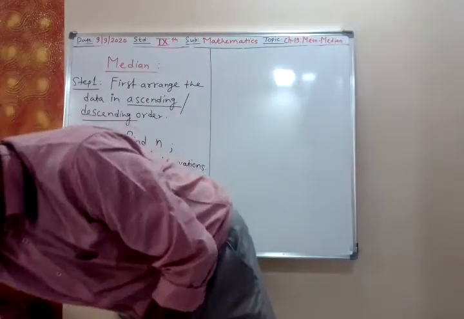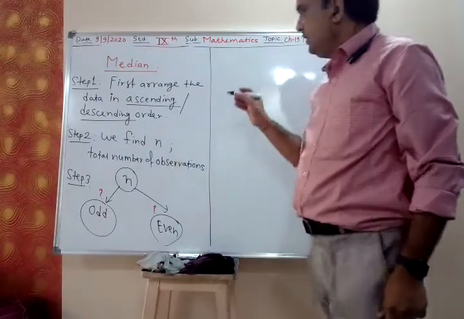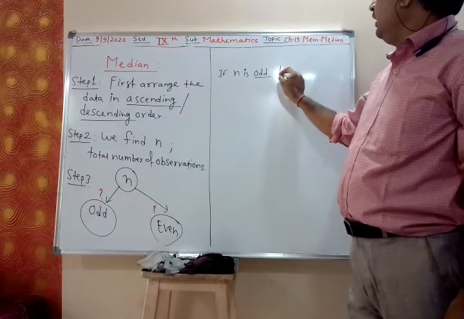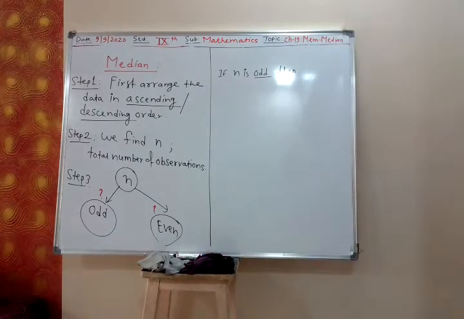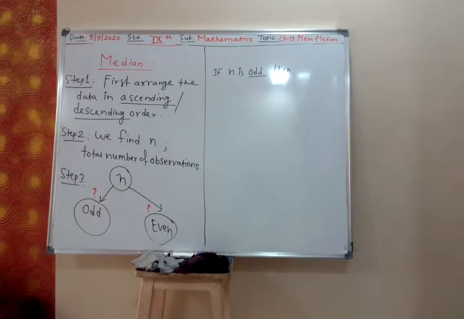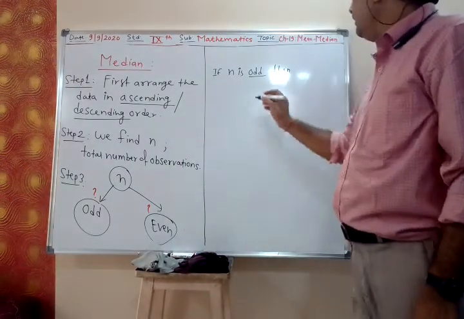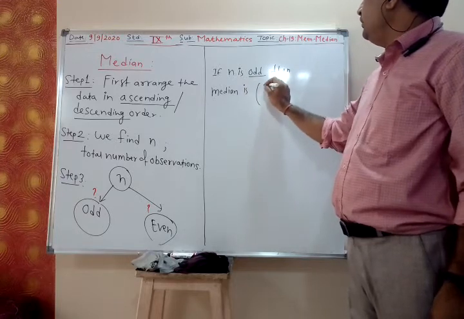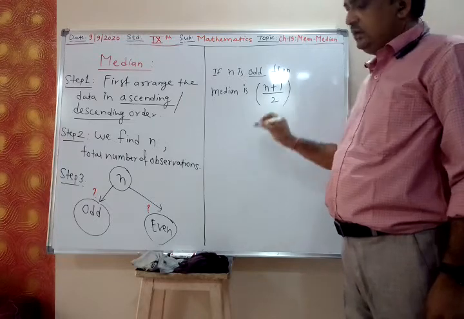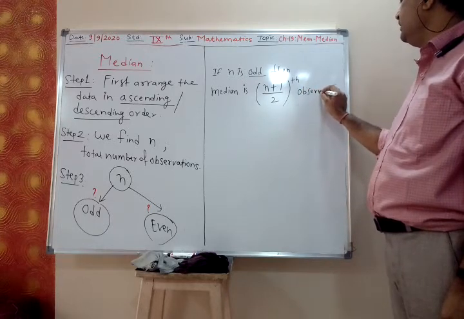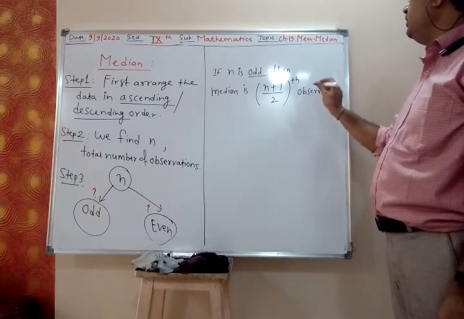If n is odd, then my median is (n plus 1) divided by 2 th term, or you can say observation. Then my median is the (n plus 1) upon 2 th observation.